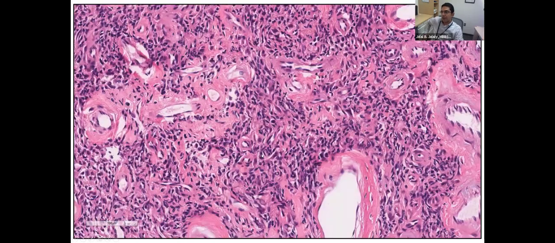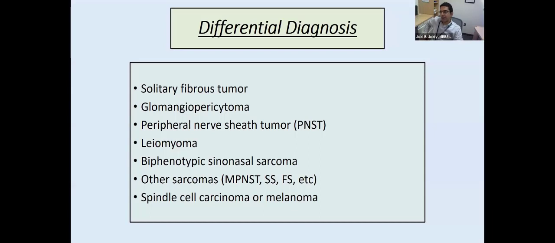And closer examination of these spindle cells shows that overall they look on the bland side. There's not much mitotic activity or atypia, and certainly no necrosis and no large, bizarre-looking atypical cells. So what is the differential diagnosis? Here's a list of possibilities.